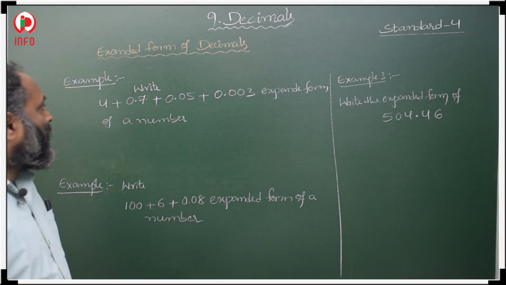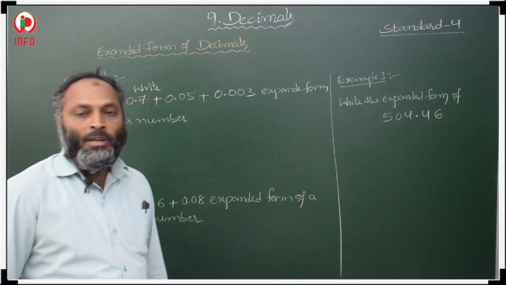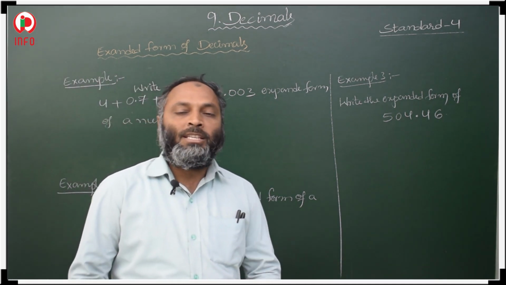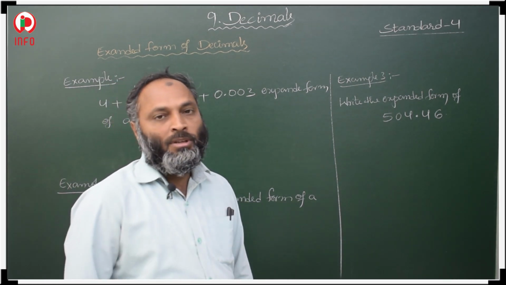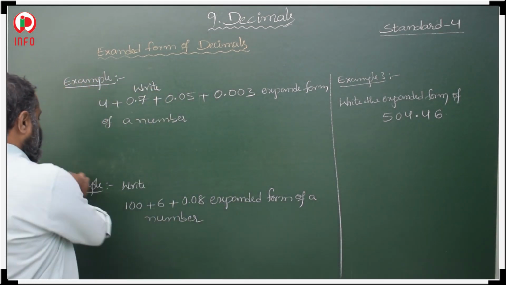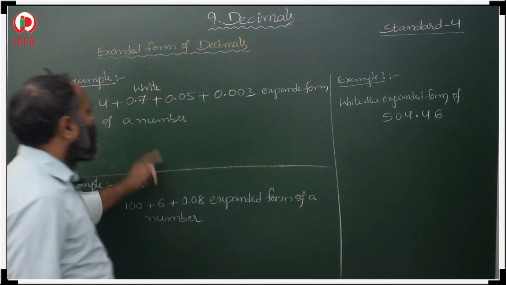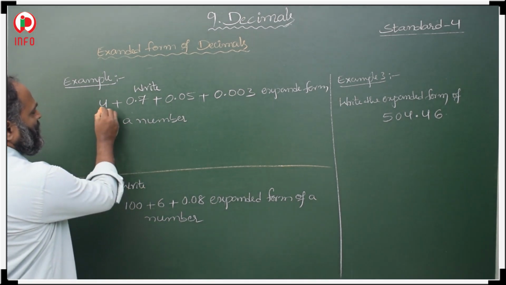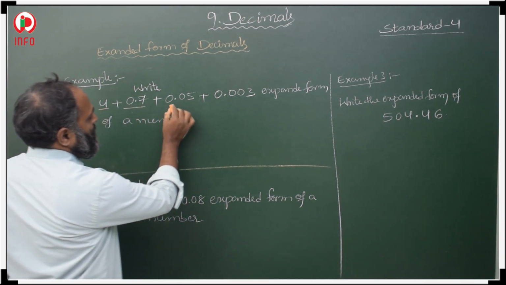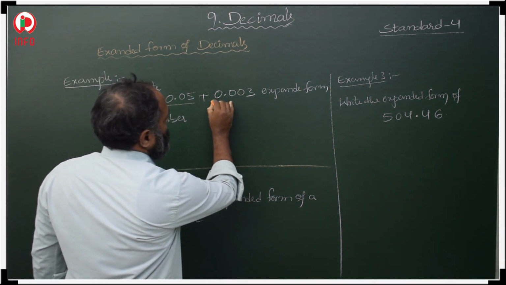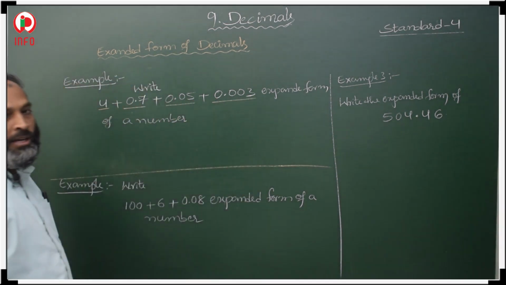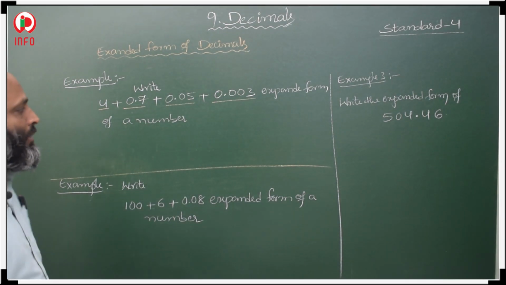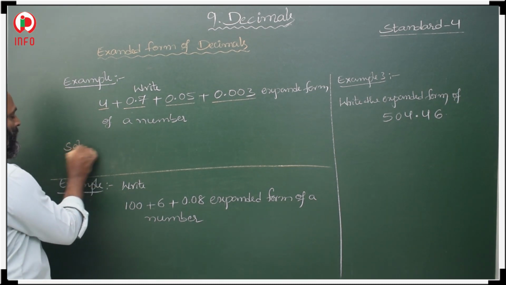Now, here see the expanded form of decimal numbers. When the expanded form is given, how to convert it into decimal form, and when a decimal number is given, how to write it in expanded form. So, here we are going to learn about that. First, the expanded form of a decimal number is given: 4 plus 0.7 plus 0.05 plus 0.003. It is in expanded form. Then we have to write it in decimal form.